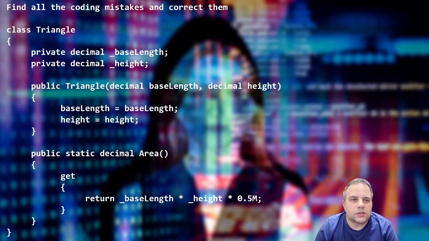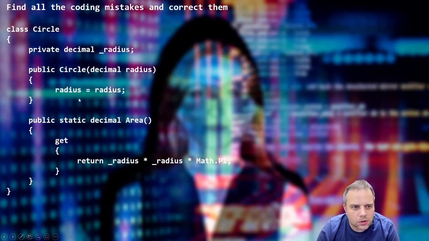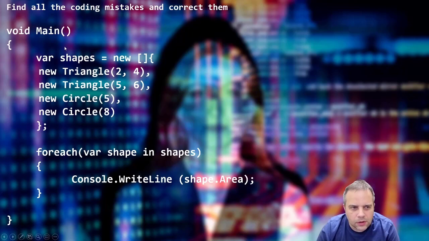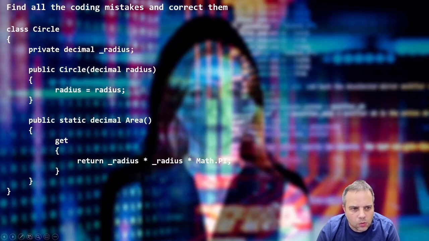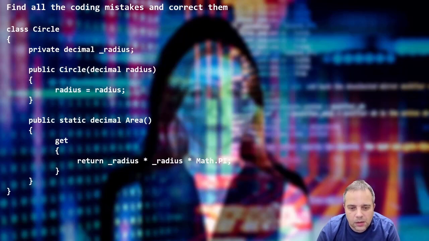And our final question is find all the coding mistakes and correct them. So we've written some very basic code. We have a class called triangle, we have a class called circle, and we have a void main program which is using triangle and circle with some logic. So we're asking the candidates to look at the code that we've written and supply to them, and tell us what is wrong with it. This code is not perfect. There are mistakes, and there are things that they can correct. Not very many, but there are certainly things that are wrong here, and how would they correct it.